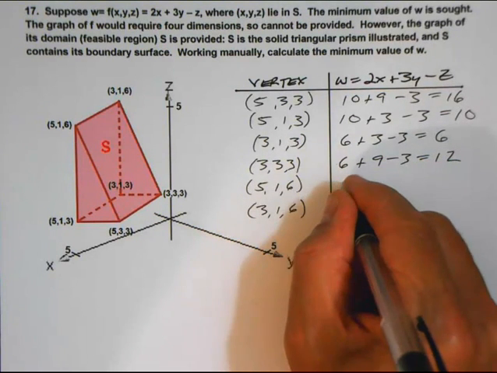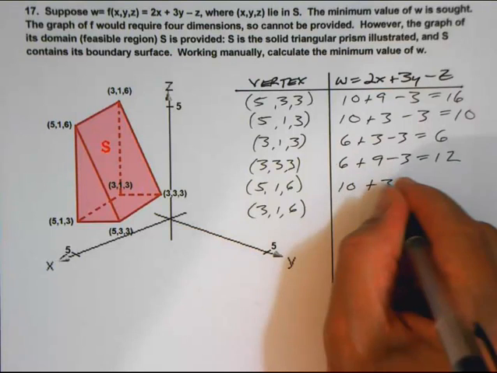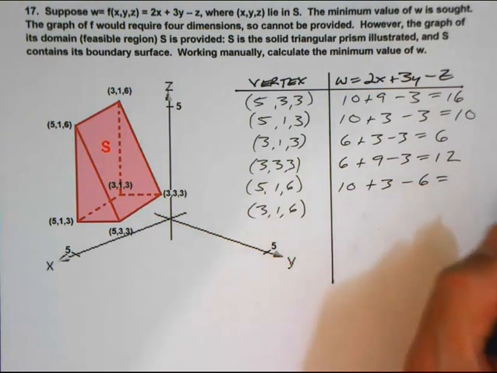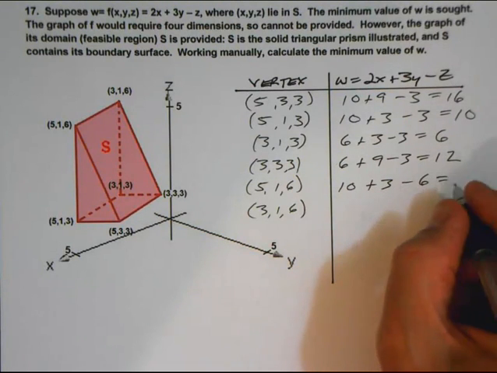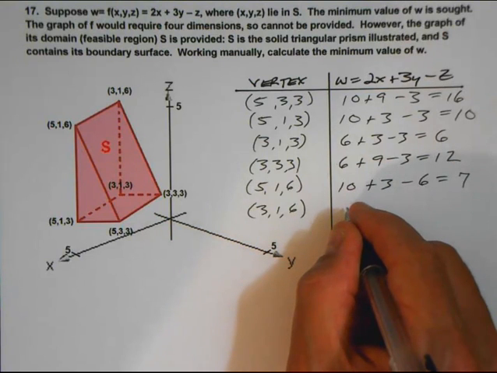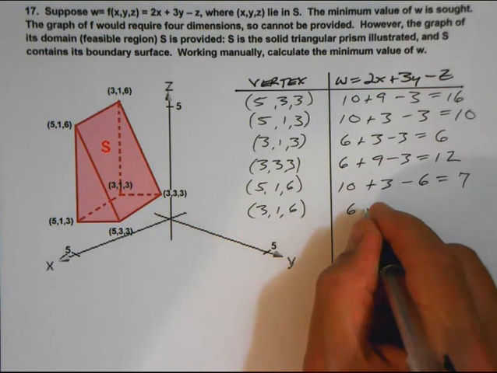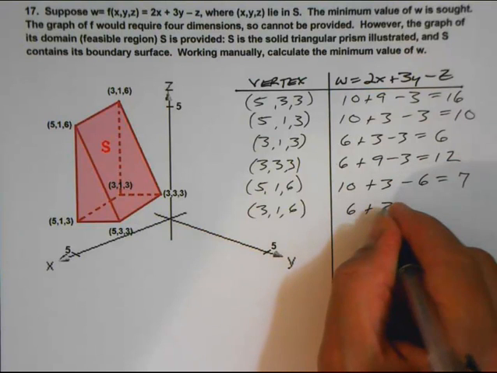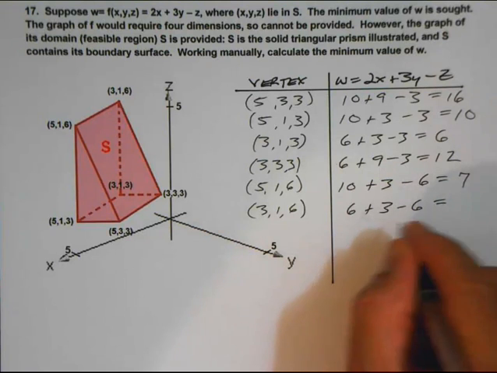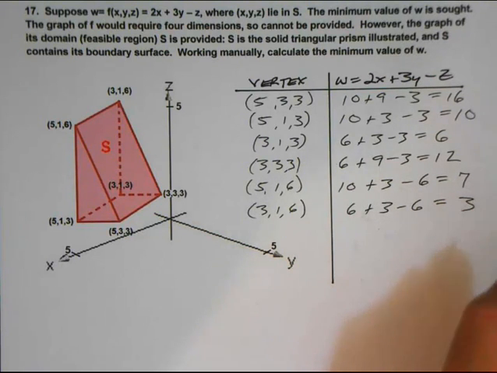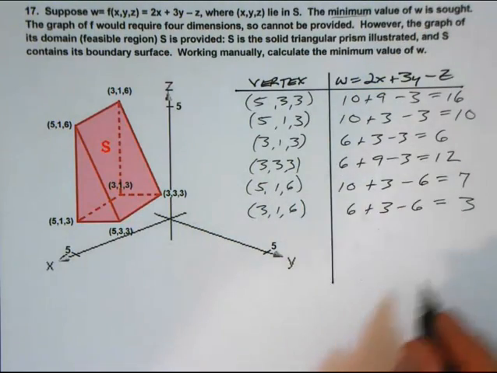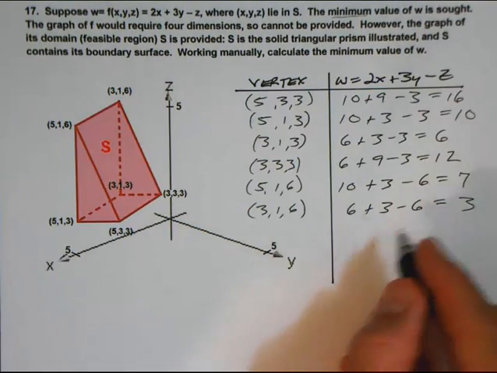Next vertex, 2x is 10. 3 by 1 for 3y, minus 6 for minusing z. We're up to 13 minus 6. Looks like we're at 7. Okay, last vertex. 2x, 6. 3y, 3. Minus z, minus 6. Net effect looks like 3. Okay, we are seeking the minimum value of w right here, it looks like.